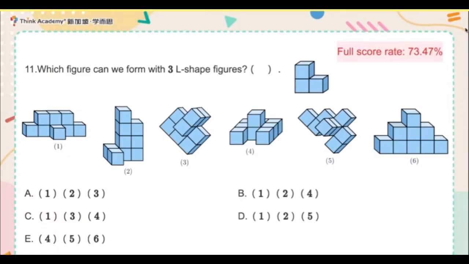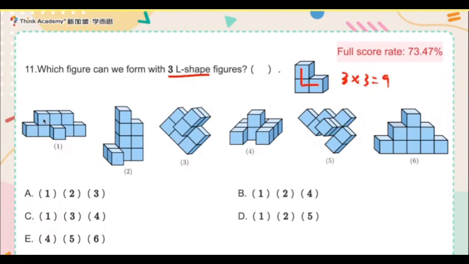Okay, so firstly, you can read the question, and then we're going to take a look at this one together. Okay, so everyone, we can see which figure we can form with 3 L-shaped figures. If we want to make 3 L-shaped figures just like this, that means we will have how many cubes in total? 3 times 3 gives us 9, right? So firstly, you can also see which one doesn't have 9 bricks. That can help us a lot. But we can also try it one by one.